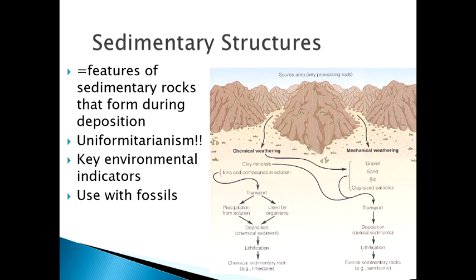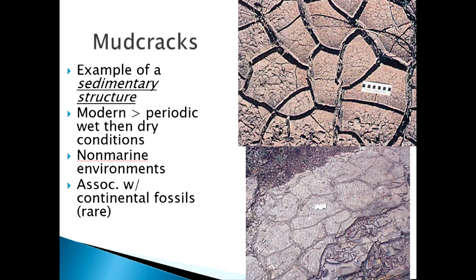This is a prime example of uniformitarianism. The present is the key to the past. So let's look at them. The simple first example is that of mud cracks.